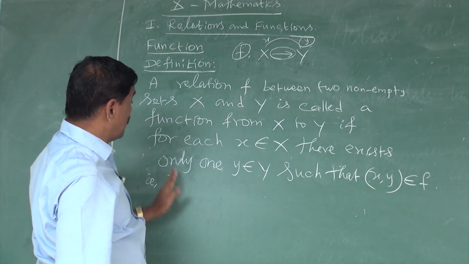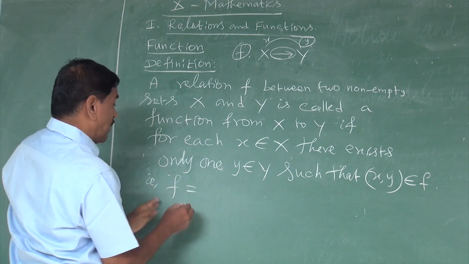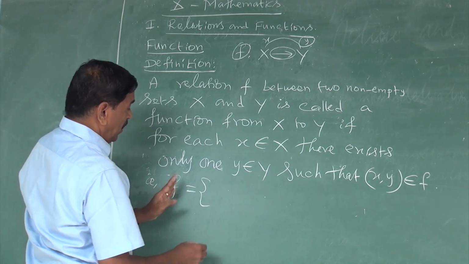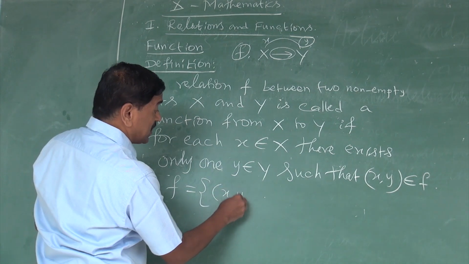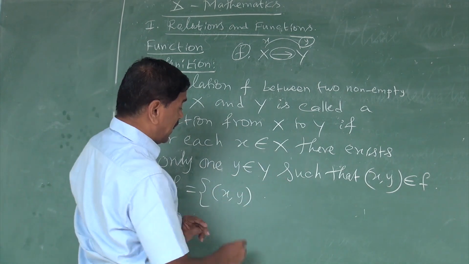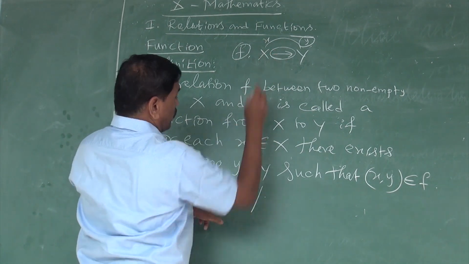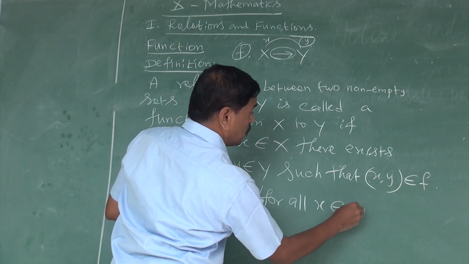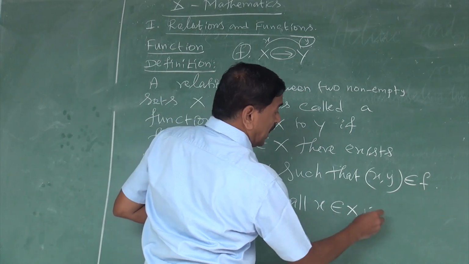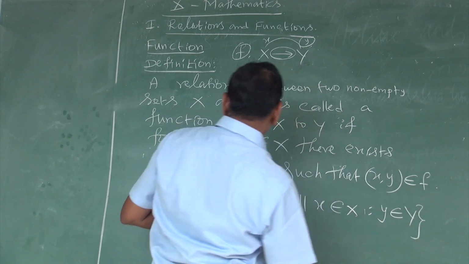Now we want to give the definition in set builder form. The function f is the set of elements of the form (x, y), which are ordered pairs, such that for all x belongs to X, there exists only one y belongs to Y. So this is the definition for function.